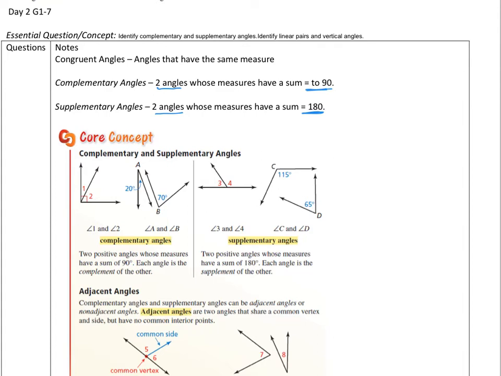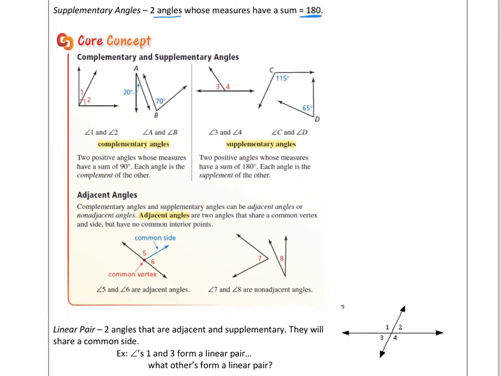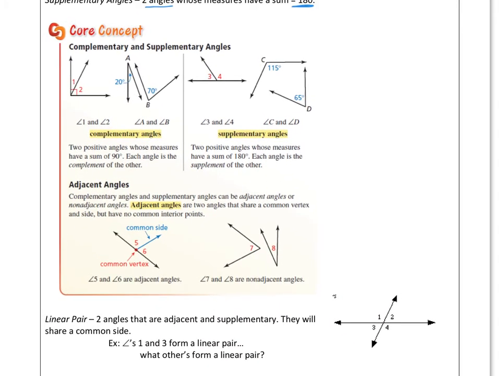So here are a couple examples visually of complementary and supplementary angles. You will see that for these complementary angles, angle 1 and angle 2 add up to be 90. And again, here are two complementary angles, and these are not adjacent. Here's angle A and angle B, that's 20, that's 70. They add up to be 90. Angle 3 and 4 add up to be 180 because this is a straight angle. And then angle C and D, 115 plus 65, add up to be 180.